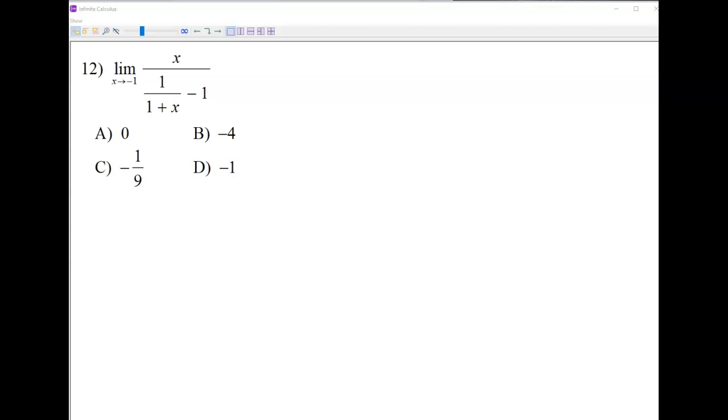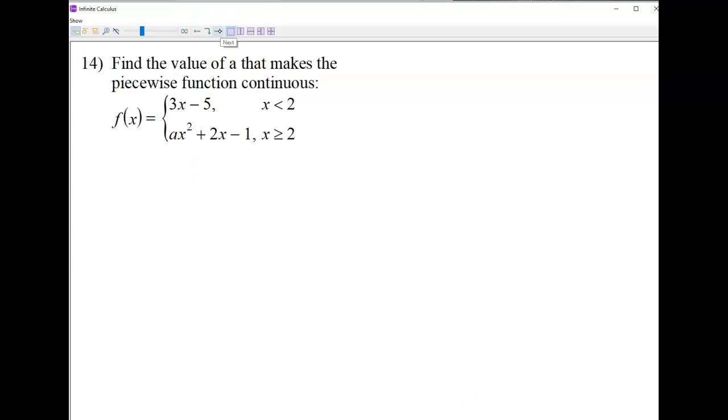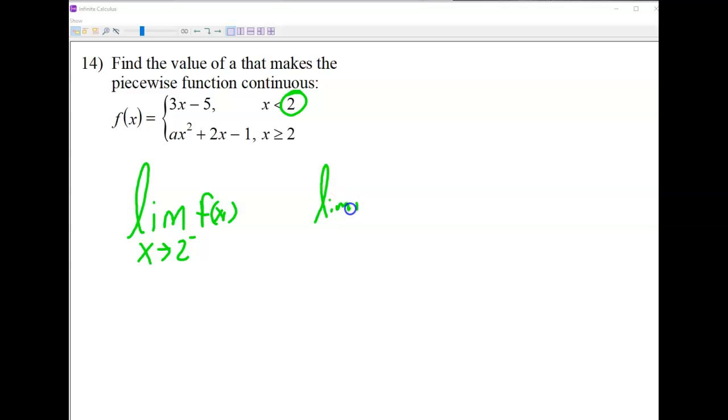Let's go ahead and take a look at number 14. Find the value of a that makes the piecewise function continuous. So for these situations, what we want to do is a limit from the left of this number and the same limit from the right. And for this to be continuous, the left and right limits need to be meeting up at a common point. And that would mean that the limits would be equal. Okay?